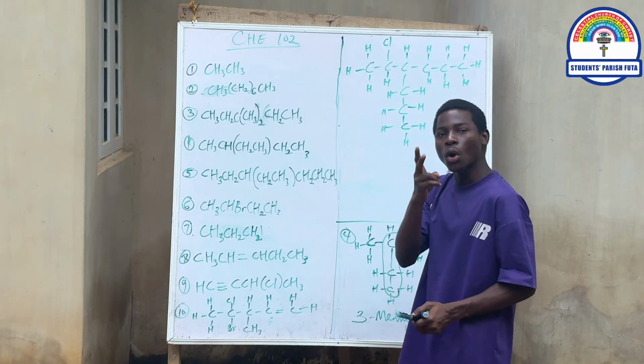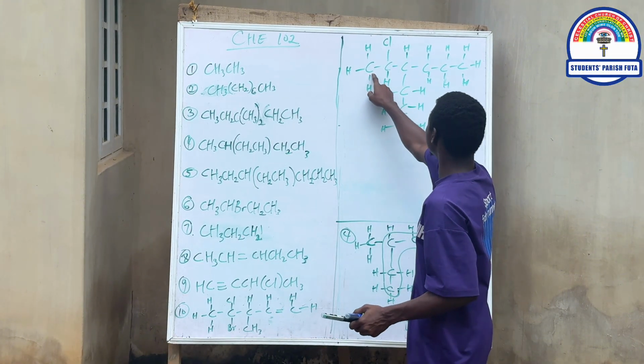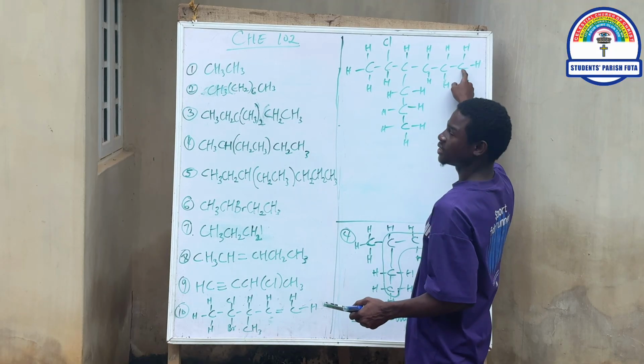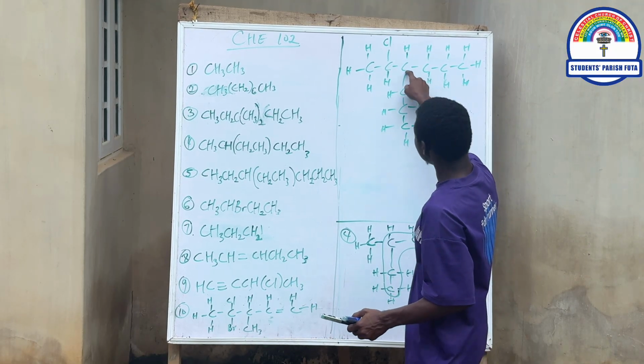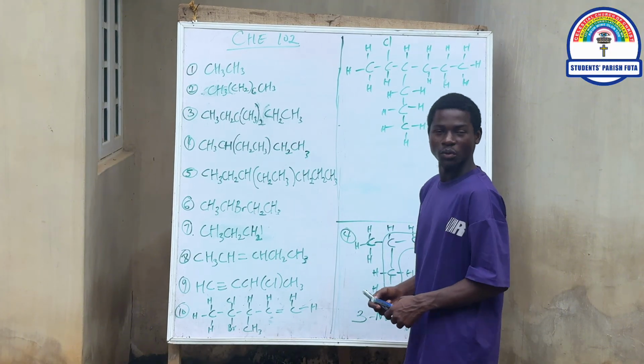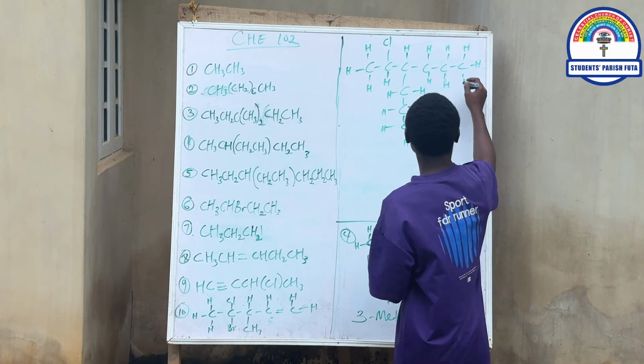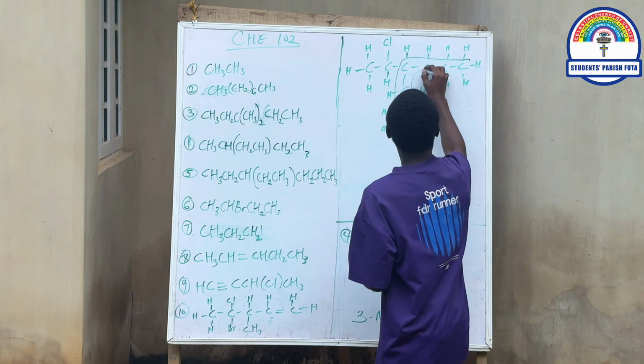The next thing, you pick the long continuous chain. Look at the long continuous chain. 1 2 3 4 5 6. Yes or no? 1 2 3 4 5 6 7. So which one is the longest? This 7th, right? But if you take this, you are wrong.